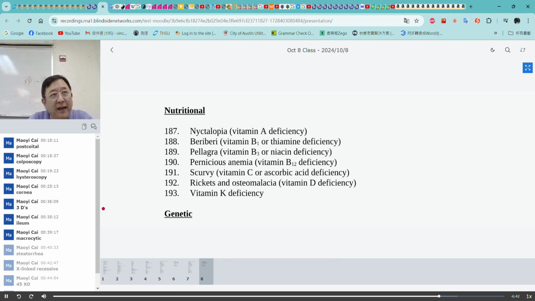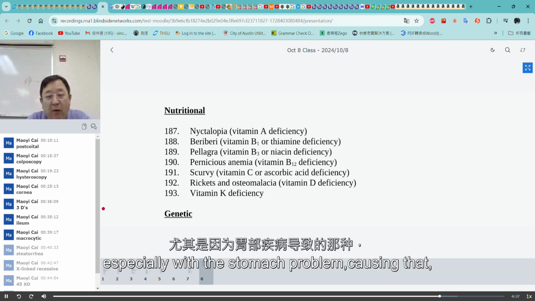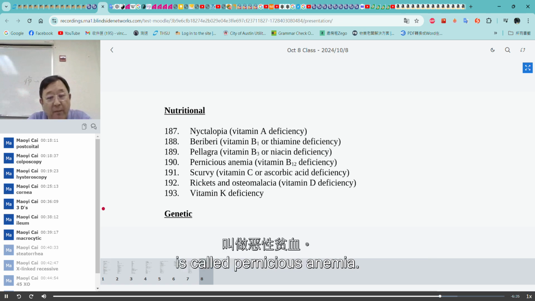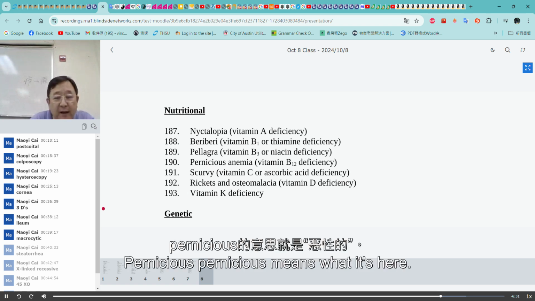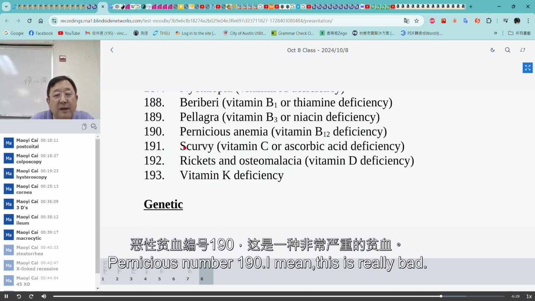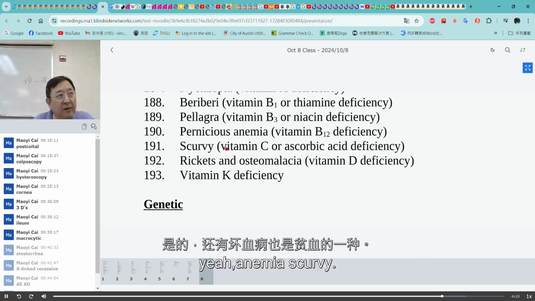Yes, that's why, okay? And then B12 deficiency anemia, especially with the stomach problem causing that, is called pernicious anemia. Pernicious. Pernicious means what? It's really bad. Pernicious, malignant. Another malignant, yeah, anemia.